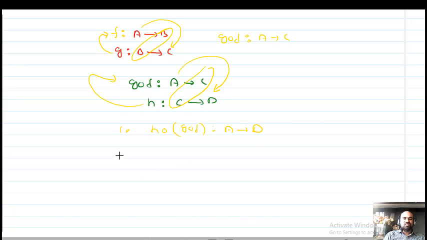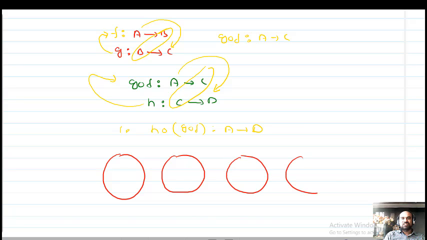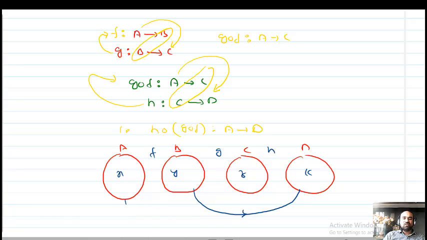Observe, all of you. This repeats the earlier result. This is A, this is B, this is C, this is D, and X, Y, Z, K with functions f, g, h. First I want to find the blue color function, and after that I will find the red color function. The red one is A to D, and the blue one is B to D.